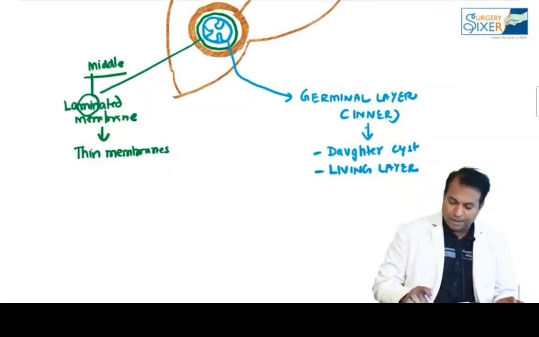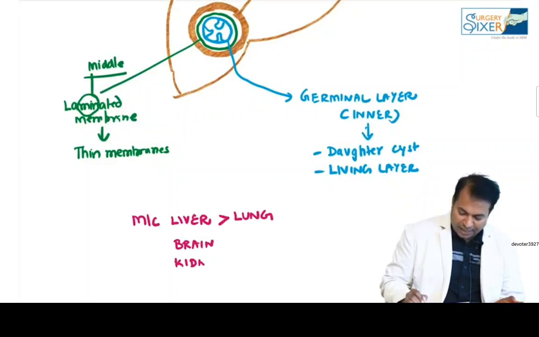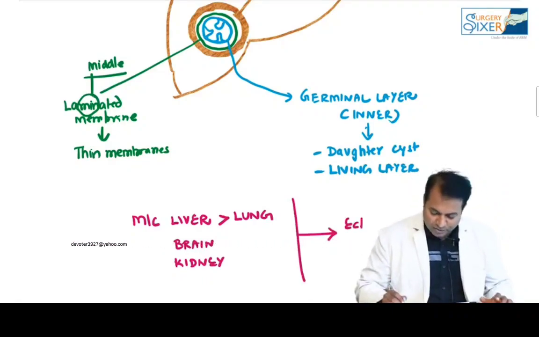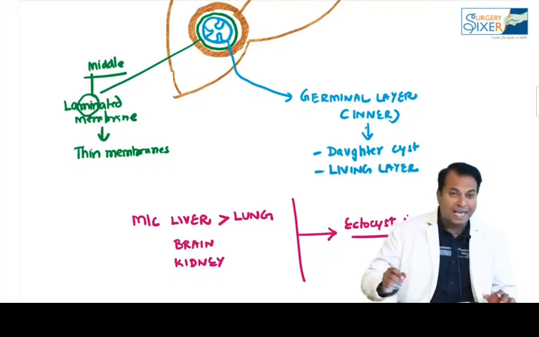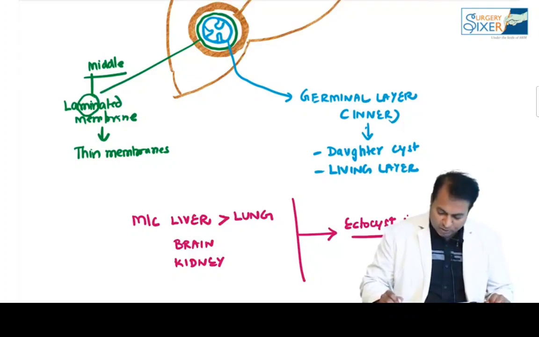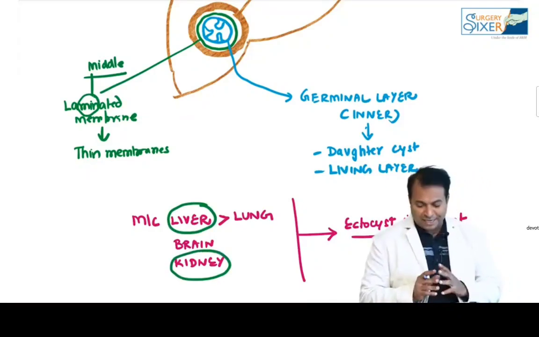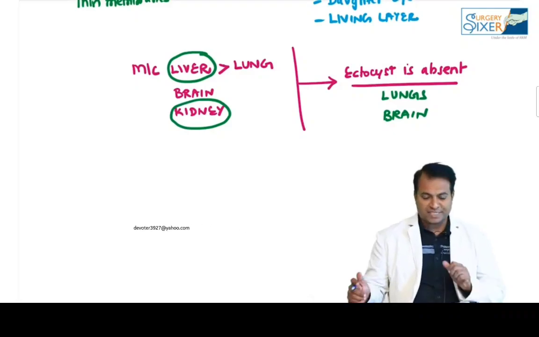And now comes the question. Hydatid cyst is most common in liver, followed by the second most common organ, which is the lung. It is also seen in brain, kidney, and many other places. Now tell me, in which organs is the ectocyst absent, where only 2 layers are there? Ectocyst is derived from thick host tissue, so it is absent in lungs and brain. Please don't forget, in lungs and brain, ectocyst is absent, because lung and brain are soft tissues and cannot form a thick ectocyst. It is present only in liver and kidney.